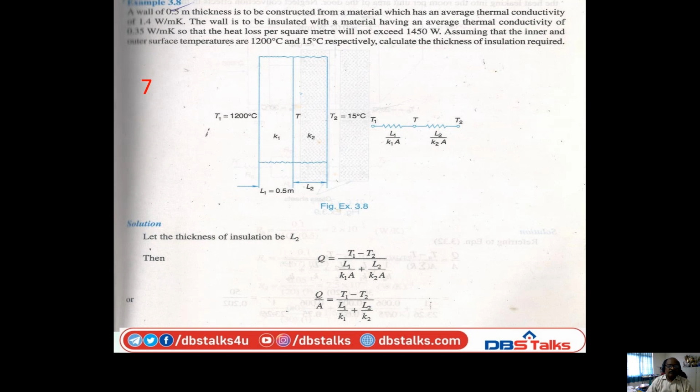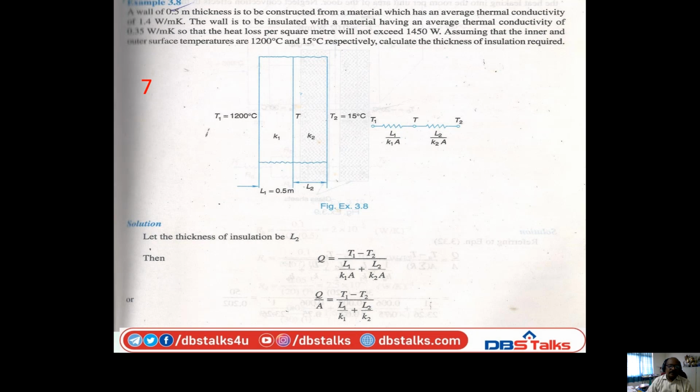For the first wall, thermal resistance is L1 by K1A. For the second wall, thermal resistance is L2 by K2A. With the help of these thermal resistances, the equation for heat transfer is delta T by R. How to find heat transfer? Delta T is T1 minus T2, divided by R, where R is L1 by K1A plus L2 by K2A. Add them, and if we substitute, this is Q.